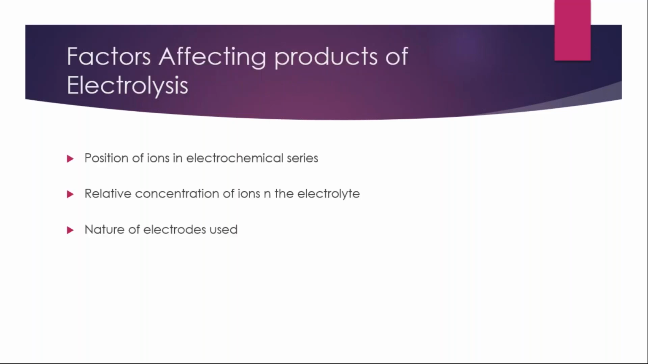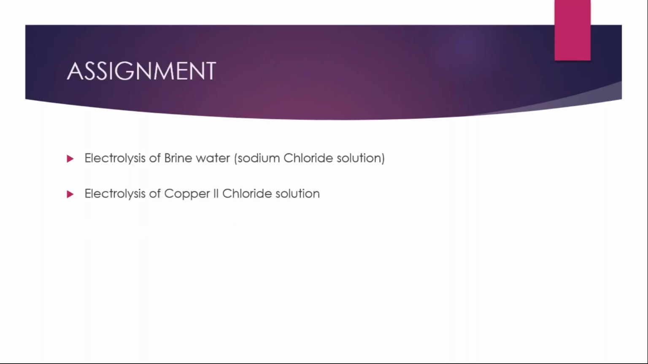Remember the assignment I gave. I gave two assignments. The first is the electrolysis of brine water, sodium chloride solution, NaCl. Draw and sketch the apparatus, identifying the electrodes you're using, and tell us what happens at both the cathode and the anode. Then give us a general electrolytic reaction. Do the same thing for the electrolysis of copper(II) chloride solution. Please submit it to my mail before the end of next week.